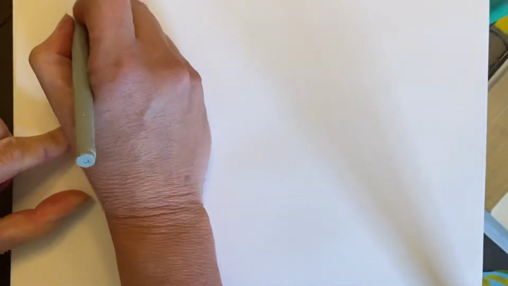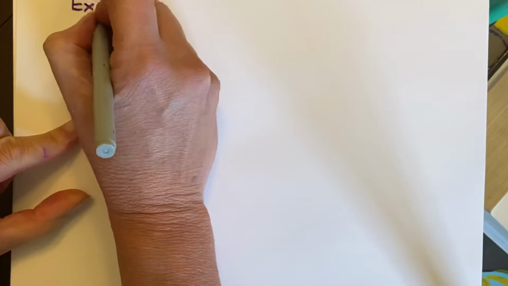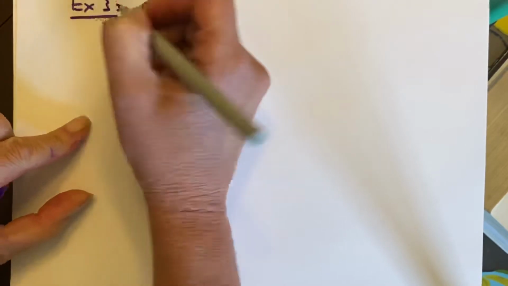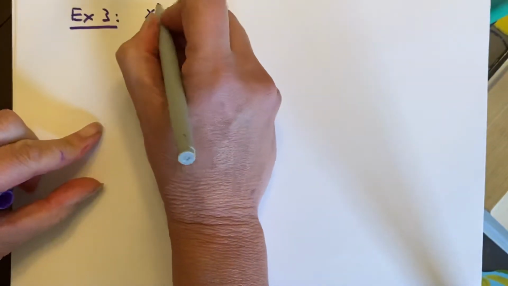Let's look at examples 3 and 4. So we are just doing more of the same, really. It's gonna look a little different, but really we're doing more of the same. We're simplifying polynomials.